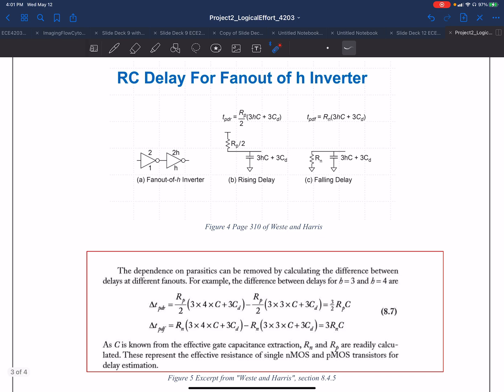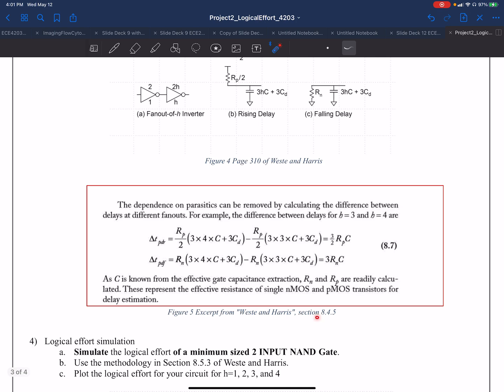Number 3, for the derivation of this, you could take a look at the book, section 8.4.5. But this is doing a differential measurement. So you have one inverter with unit NMOS and twice the unit PMOS, and you do 2 simulations.